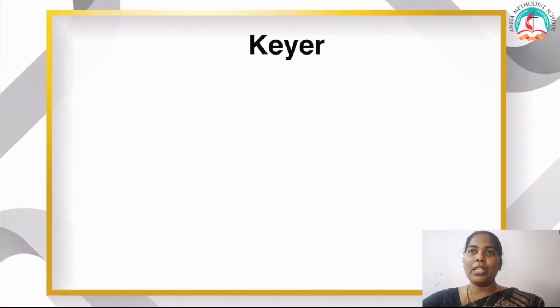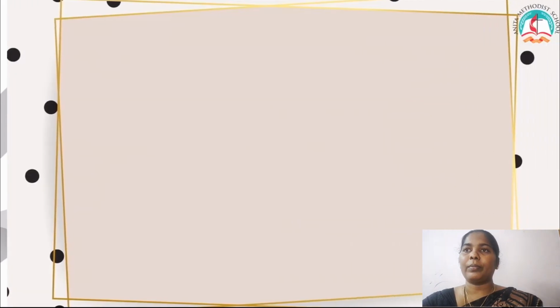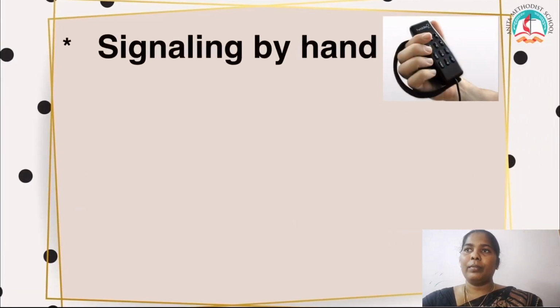Okay, the next one is about the keyer. What is a keyer? Yes, a keyer is also one of the input devices that will be attached to our hands, and through the hands we can navigate. Like buttons, we will click and we will navigate. So it is signaling by hand. If I want to give data, I can press any button. So the data will be processed through that particular wire to the computer.